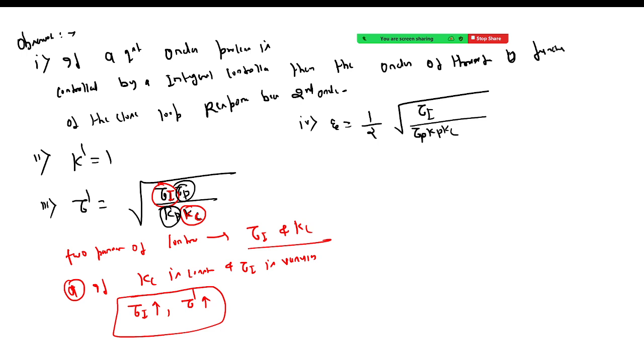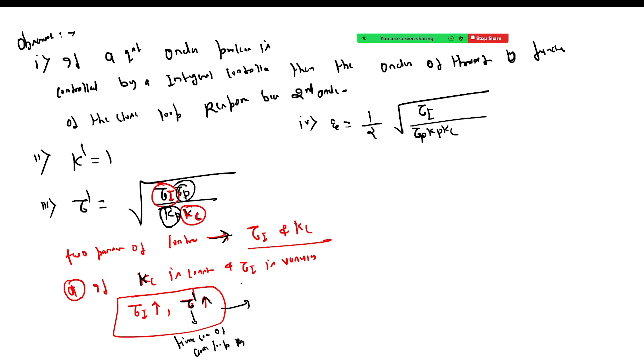Now I want to tune the controller, to analyze the effect of the controller on our output. So that's why we change the parameters of the controller, right? There are two parameters of the controller involved in this transfer function of the closed loop: one is tau I, the integral time constant for the integral controller, and one is kc, the gain of the controller. So first I'll make kc constant and change tau I. What will happen if I increase tau I? Tau dash will increase. Now what is tau dash? The time constant of the transfer function of the closed loop response.